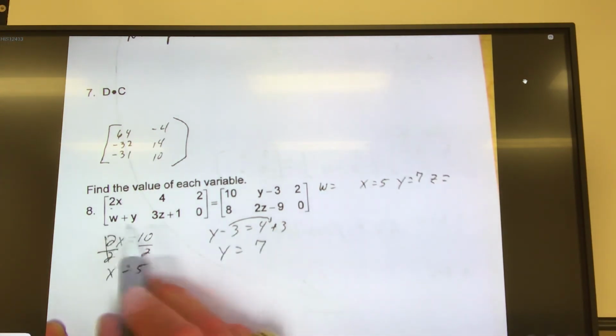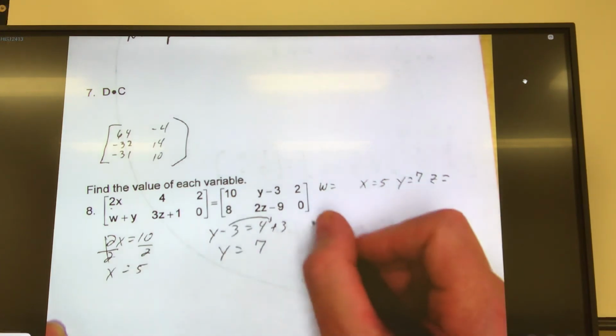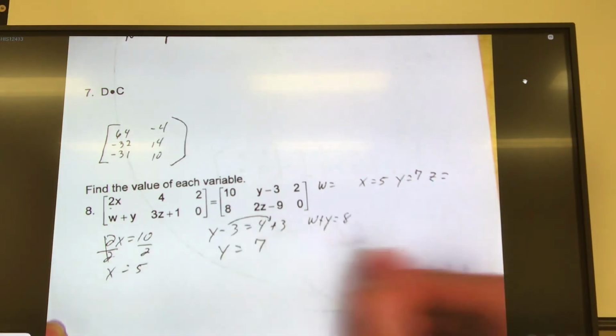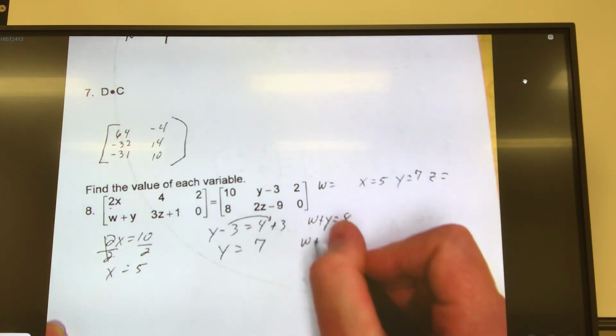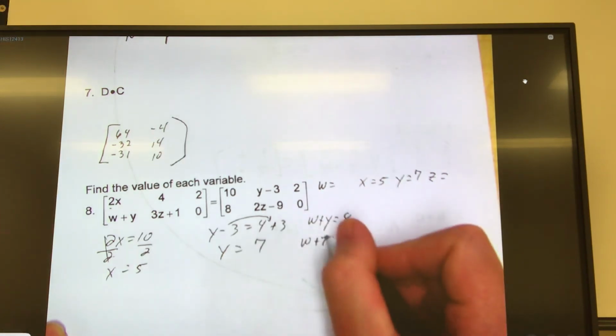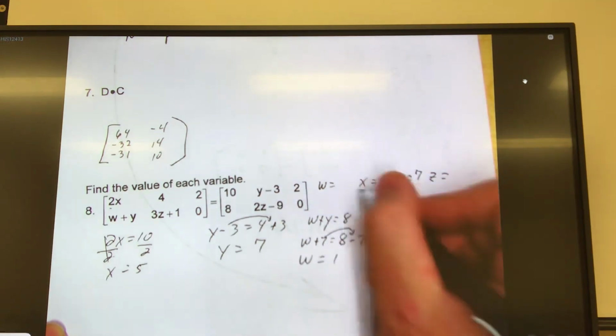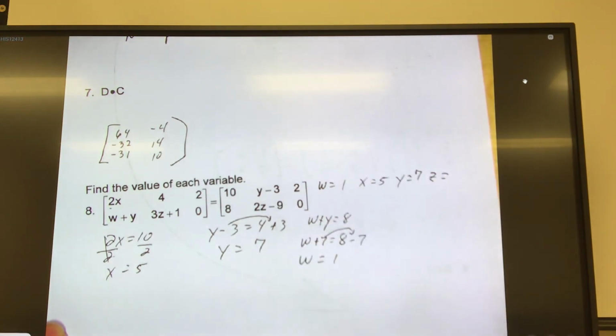Okay, now we can go ahead and do our w. It's w plus y equals 8. So w plus y equals 8. We know our y, we just solved for it. It's 7. So w plus 7 equals 8. Move the 7 across, so it becomes a minus 7. W equals 1.